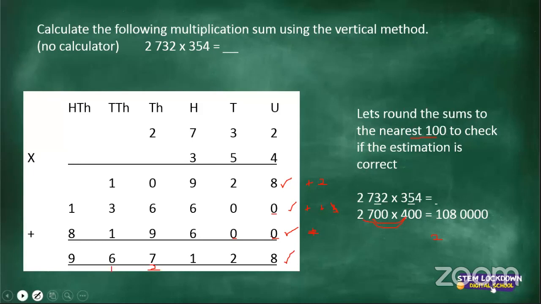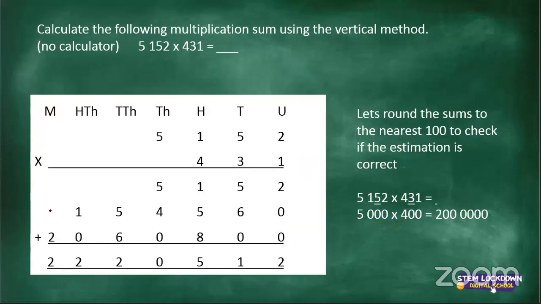Okay, so we're going to do the next one. In this next one, I'll also leave it on for you to take it down if you need to. We're going to look at multiplying 5152 times 431. So now let's do the rounding up first. If they're asking you to round up to the nearest 100, we're going to look at our tens column. Okay, let's not do this, let's just do this because it will take some time.